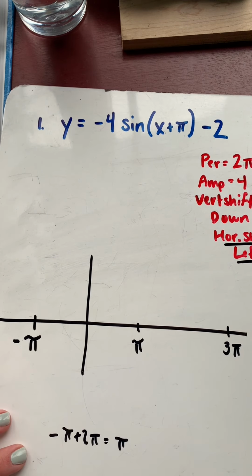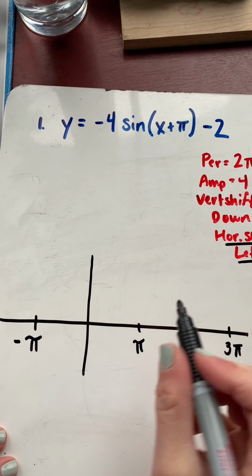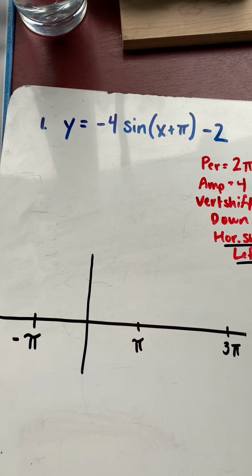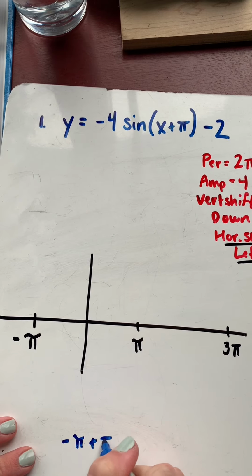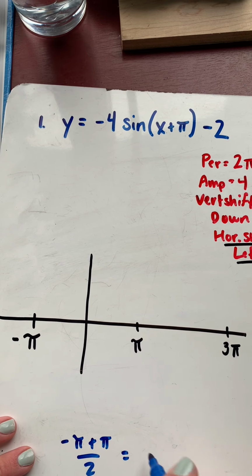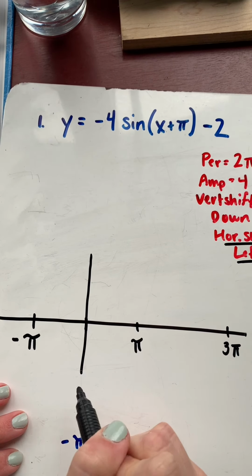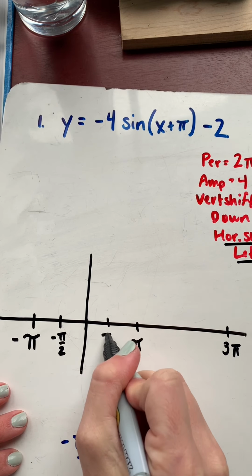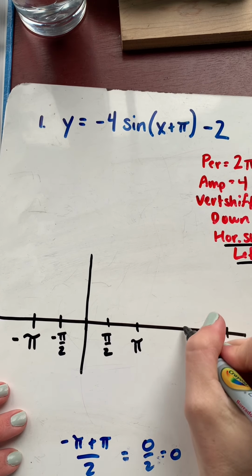In between all of these, I need the halfway marks. So it's easy because I'm not dealing with fractions. Halfway between -pi and pi. If you want to use my system, we know it's going to be 0, but my system again would be take -pi plus pi and divide by 2. Well, that would be 0 divided by 2, which is just 0. So I'm going to have the in-between mark at 0, and then in between here and here, which would be -pi over 2, and pi over 2. Now halfway between pi and 3 pi is going to be 2 pi.